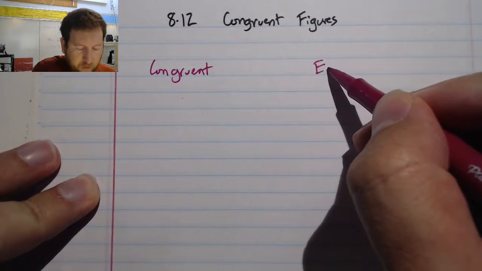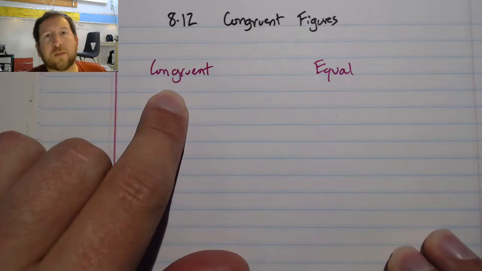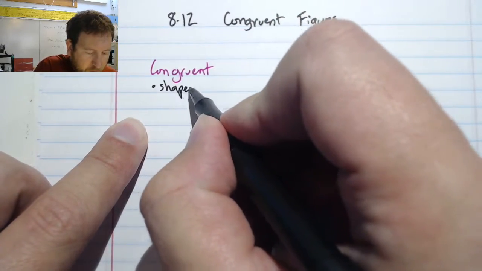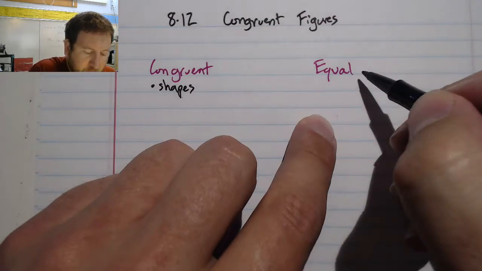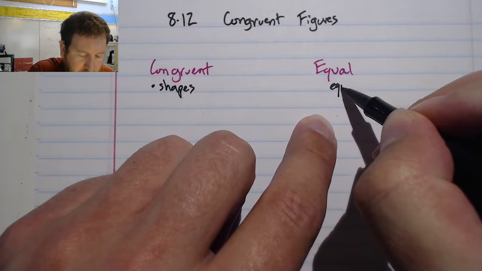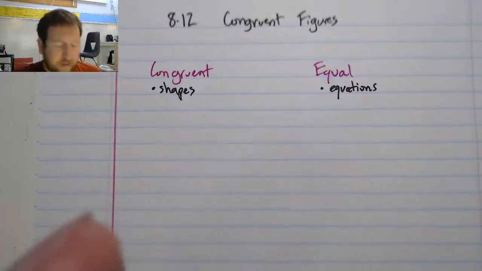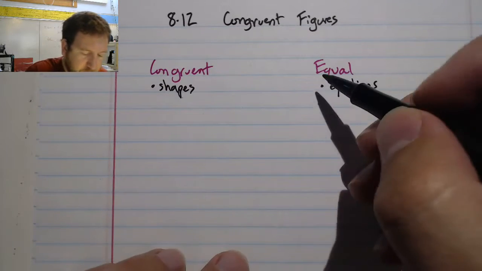and equal. Now, congruent we typically use for shapes, or any kind of geometric construction that we can make. And equal we usually use in equations. And I would say that equal usually means that the values are the same between two quantities.